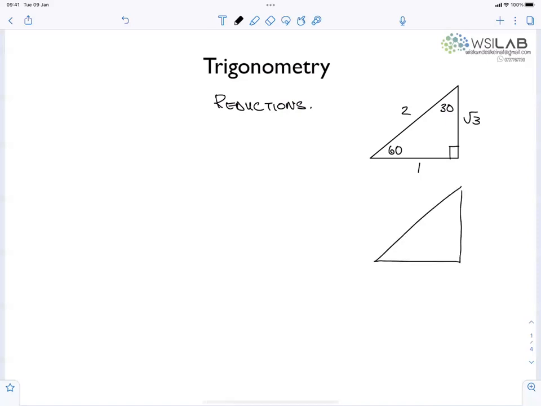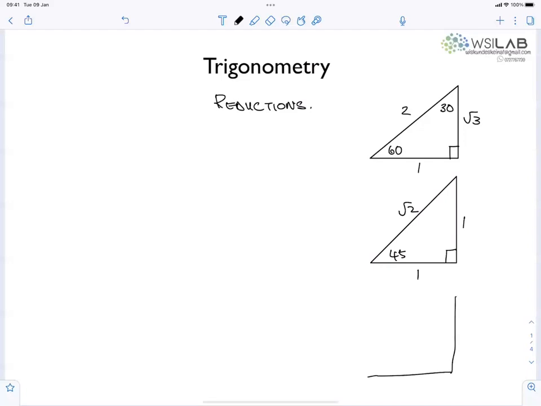Then you also had a 45-degree triangle. Okay, so there was a 45-degree triangle. 45, 1, 1, root 2. Remember that one? And then we had another one that really doesn't exist.